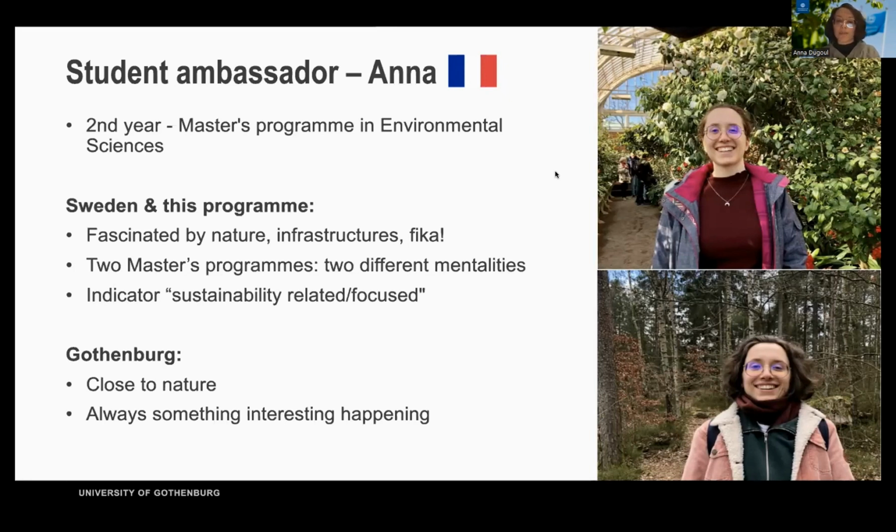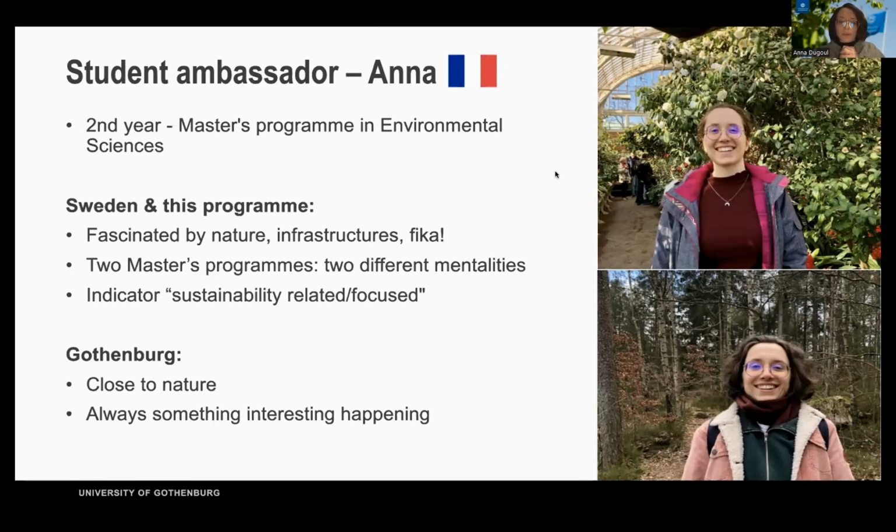But I also like the fika here, that is the little break that Swedish people take at 2 p.m. to drink coffee and eat pastries together. And since I love food, fika is really a good thing for me. As I said, this is my second master program. My first one was called Atmosphere, Climate, and Ecosystems. And I can really feel that I have a different mentality compared to when I started my first master. But the reason I chose my two programs is because they are sustainability related.